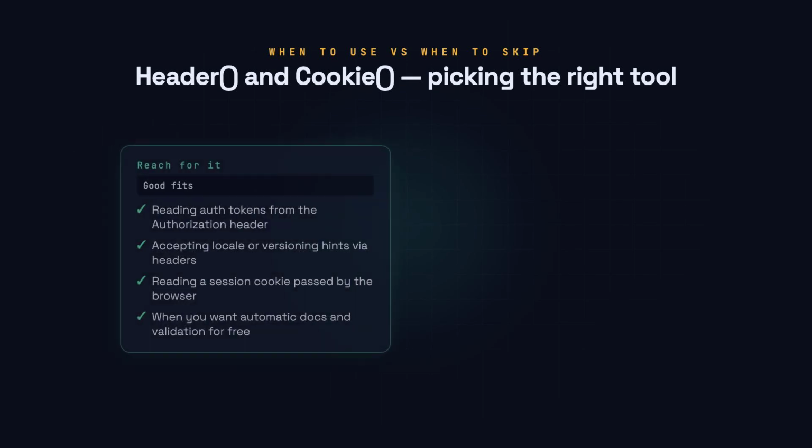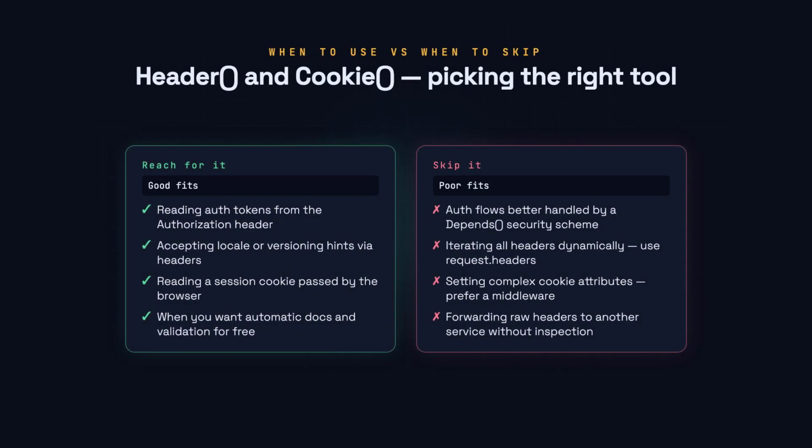Header and Cookie shine when you know exactly which values you need and you want FastAPI to validate and document them for you. They are a natural fit for reading an auth token, a language preference, or a session identifier. However, if your security logic is complex, FastAPI's OAuth2 and HTTP bearer security schemes are a better starting point. If you need to read every header that arrives, say to proxy them wholesale, just use the raw request.headers object directly rather than declaring dozens of individual parameters.